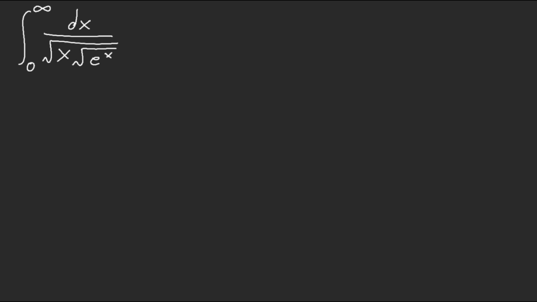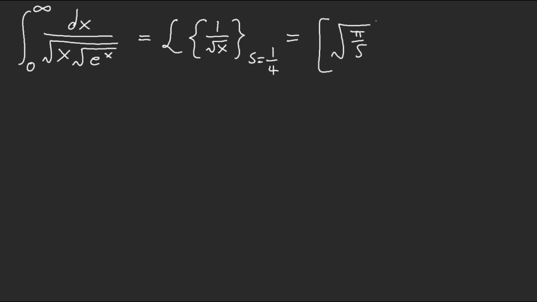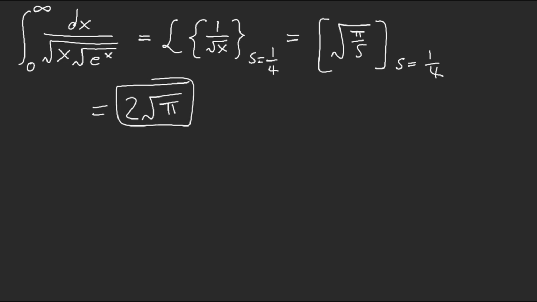Ooh, a very nice integral here. I bet you can already see what to do immediately, right? Yes, this is simply a Laplace transform of 1 over the square root of x. Yes, this is where s is equal to 1/4. And so now we have the square root of pi over s, where s is equal to 1/4. And so now this integral is simply equal to 2 times the square root of pi. Okay? Look how fast that was. We literally just saw that in less than 30 seconds or a minute. Yeah, the power of the Laplace transform.